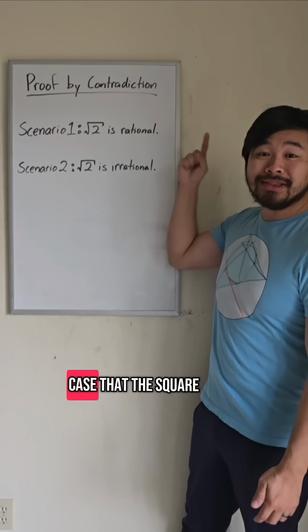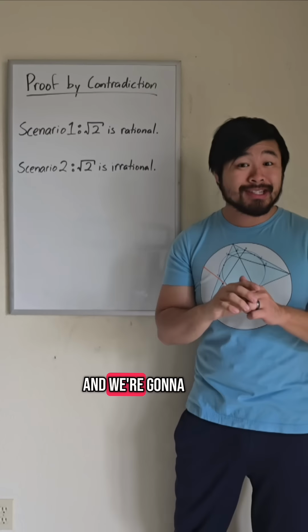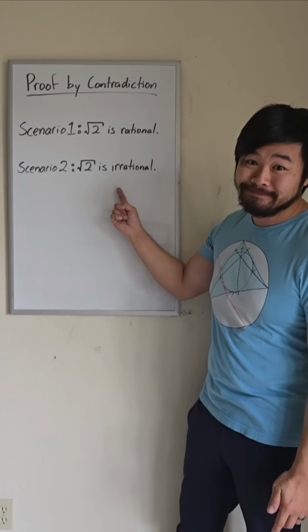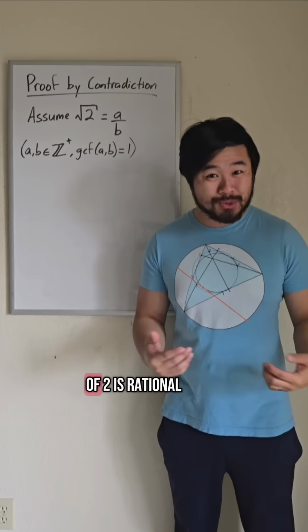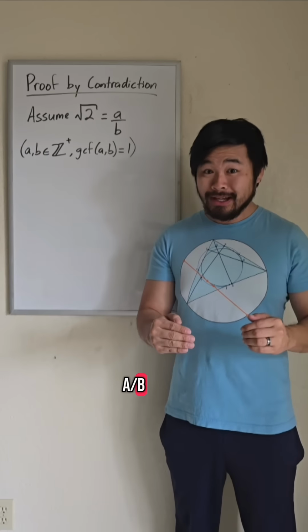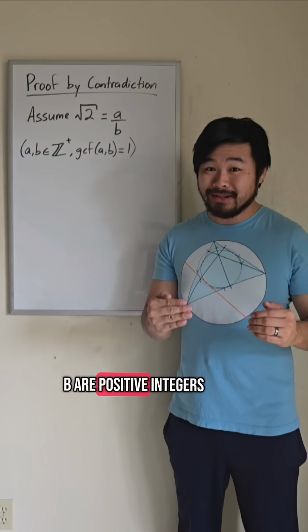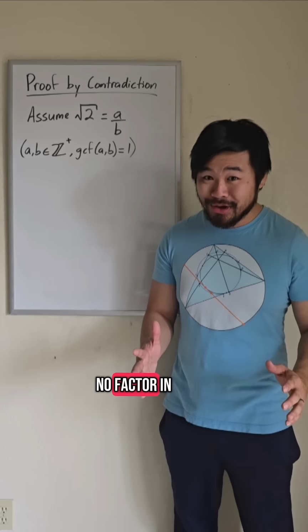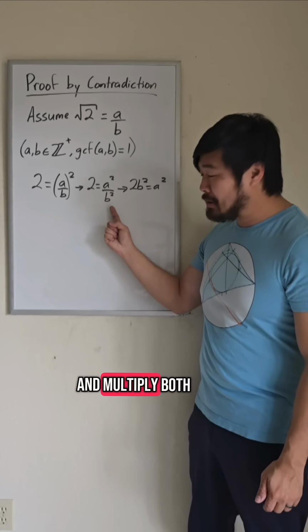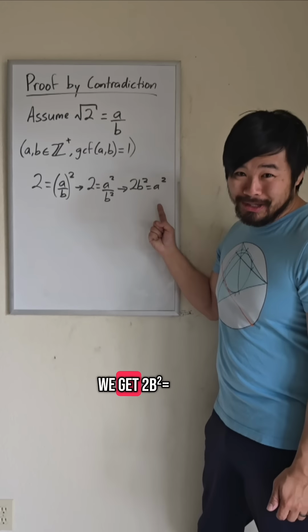We're going to look at the case that the square root of 2 is rational, and we're going to see that things fall apart, meaning the other scenario has to be true. So let's assume that the square root of 2 is rational, meaning it can be written as a simplified fraction a over b. Now, we're assuming that a and b are positive integers, and they have no factor in common besides 1. Now, when we square both sides and multiply both sides by b squared, we get 2b squared equals a squared.